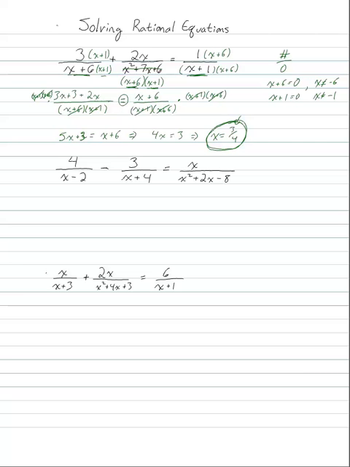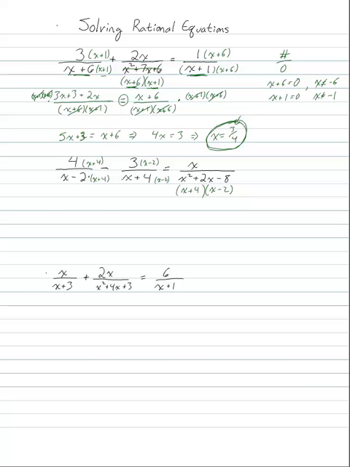4 over x minus 2, minus 3 over x plus 4, equals x over x squared plus 2x minus 8. Again, I'll factor. These tend to always factor to the other two, so I'm going to get x plus 4, x minus 2. And then I'm going to try to write a common denominator on all of them. So my first fraction over there is going to need an x plus 4. My second fraction is going to need an x minus 2. My third fraction doesn't need anything.